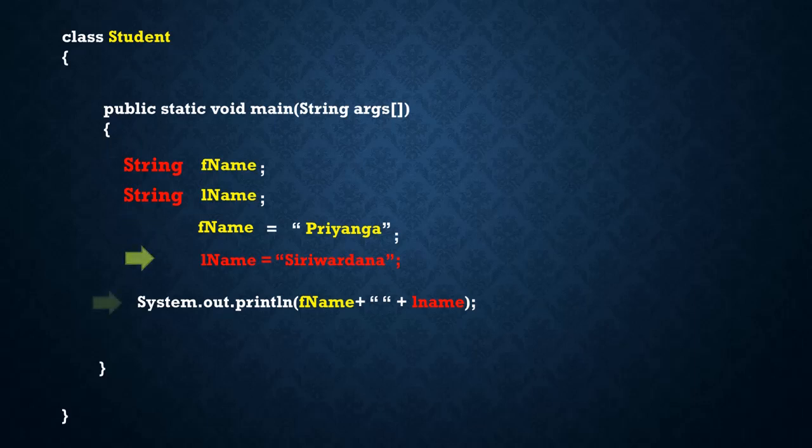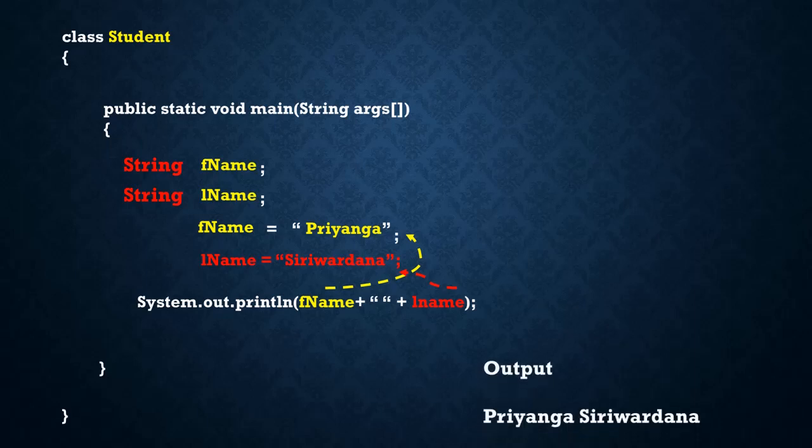And then after that, in the print statement, what is fName? Where is that? Yes, it will access that memory location. And what is lName? And it finds the location. And then after that, we access the values, that is Priyanga and Sirivardhana. Priyanga Sirivardhana will give us an output.